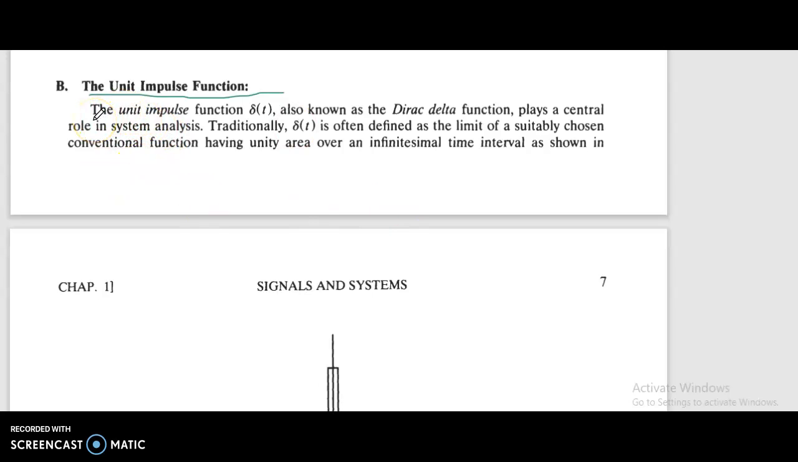The unit impulse function delta of t is also known as the Dirac delta function. The Dirac delta function plays a central role in system analysis. Traditionally, delta of t is often defined as the limit of a suitably chosen conventional function having unity area over an infinitesimal time interval, as shown in the figure.